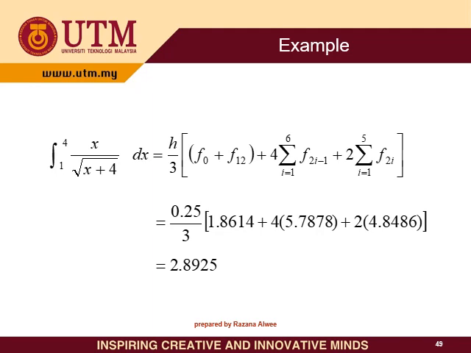Next, this is the easy part. We insert the h 0.25, the sum of the first and the last, then the sum of the odd and the sum of the even. Don't forget to multiply, because this is based on the equation. Just follow the equation, and then you will get your answer.